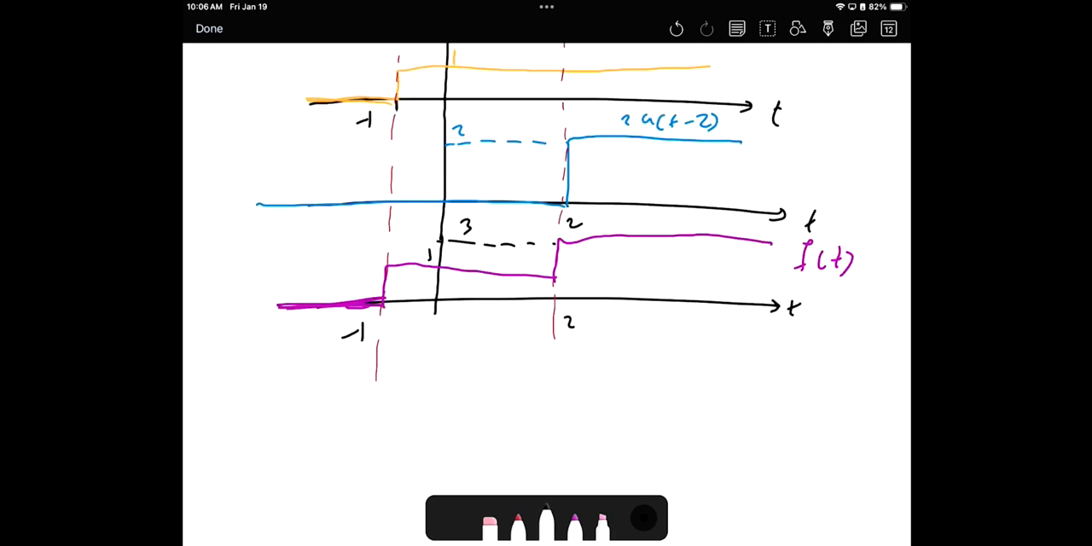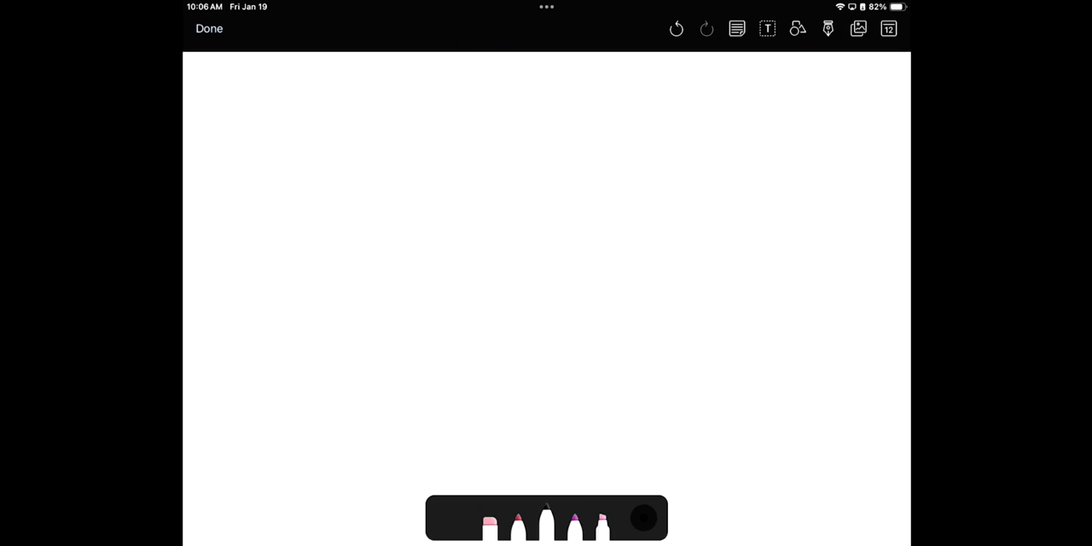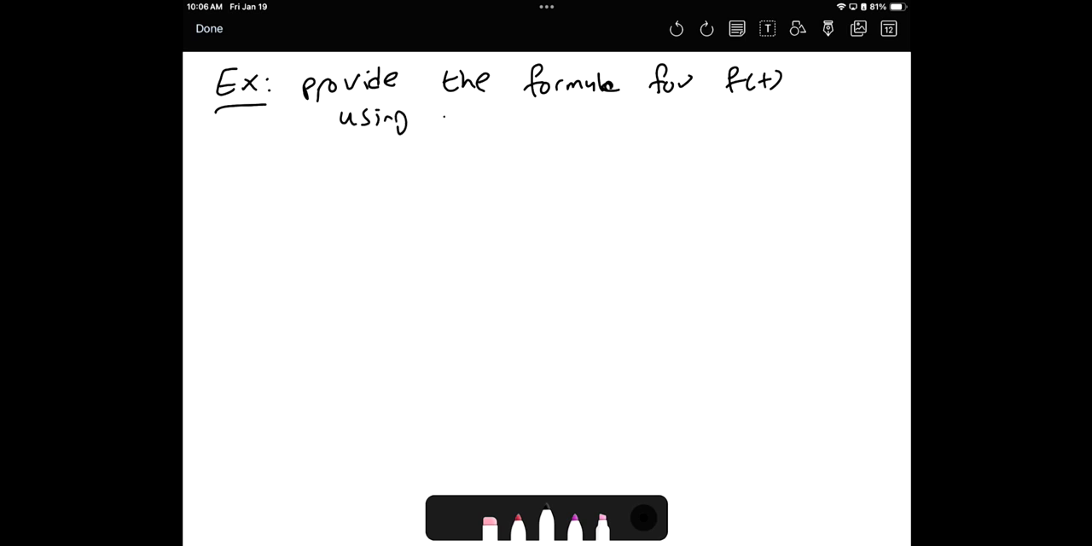Let's go to another example. Provide the formula for f of t using the step signal representation.